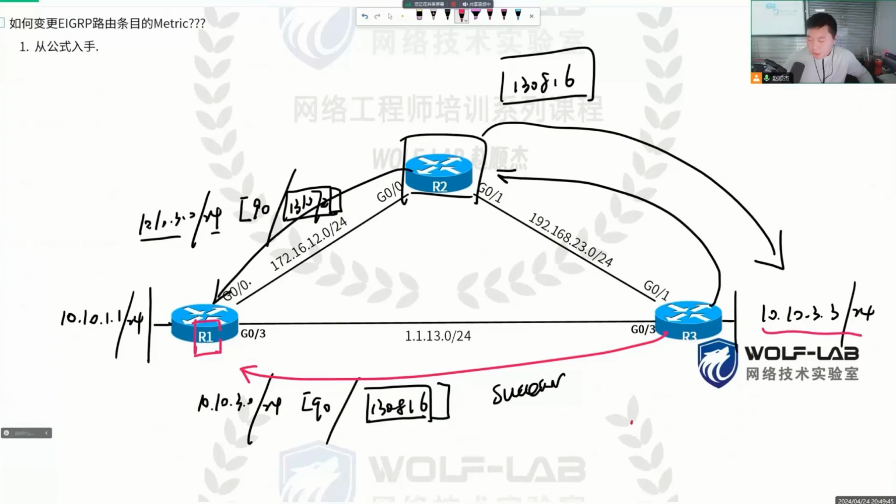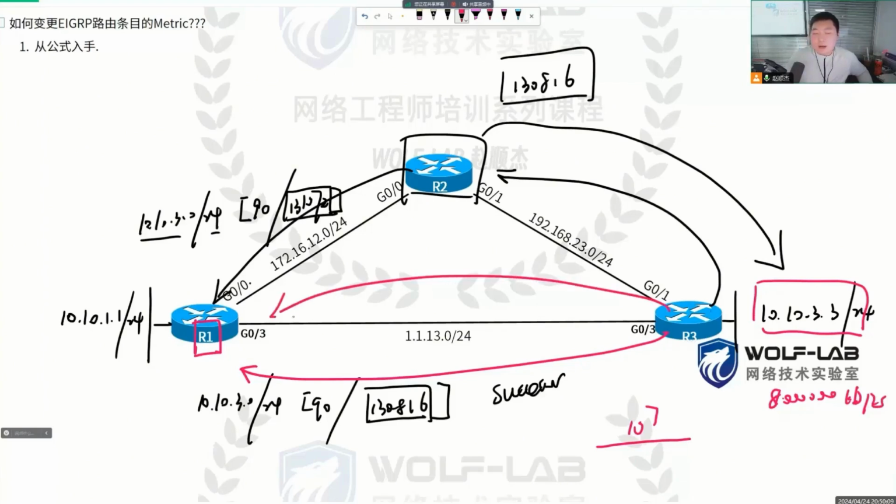10 to the power of 7, divided by the minimum bandwidth along the route. Starting from our source, the loopback has 8 million kilobits per second. Then the route entry is sent from R3 to R1. The outward direction does not participate in our metric calculation. The inward direction at R1's interface 0/4 is a Gigabit interface, with bandwidth of 1 million kilobits per second.